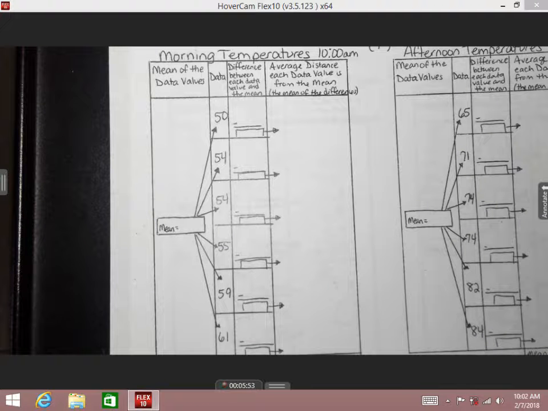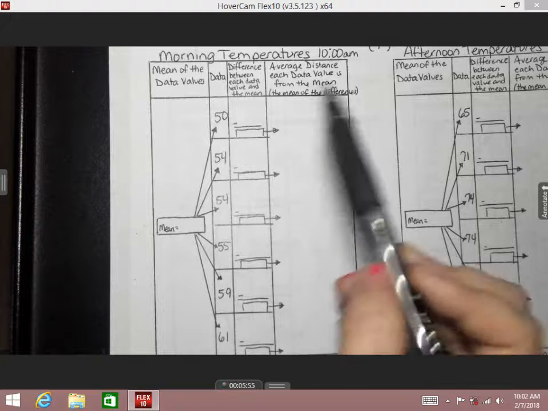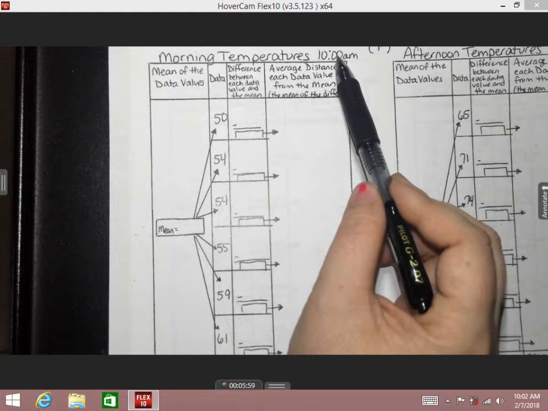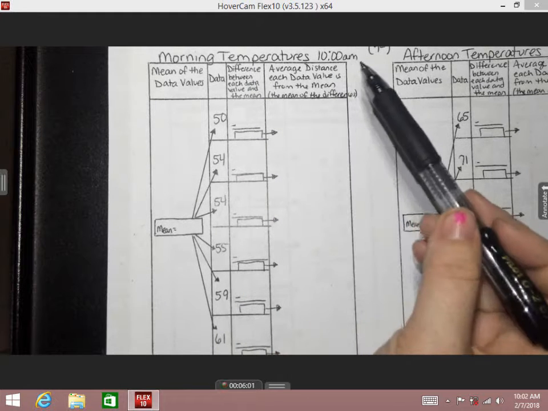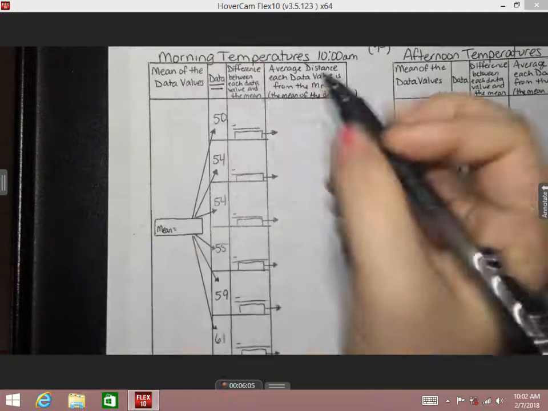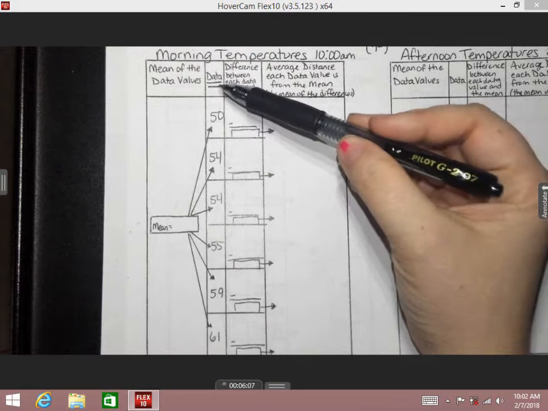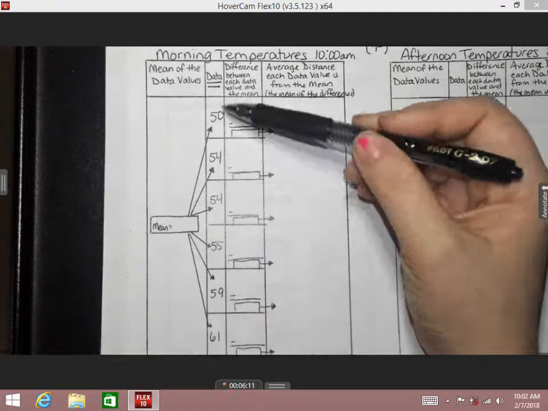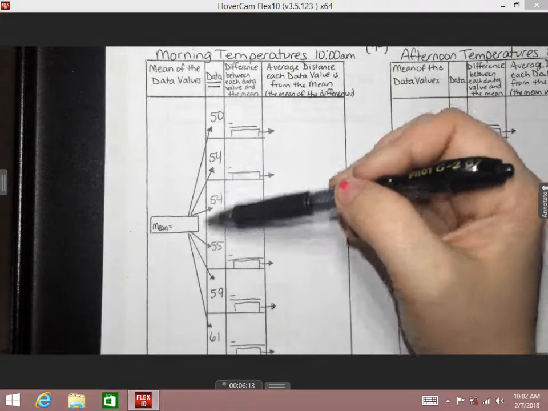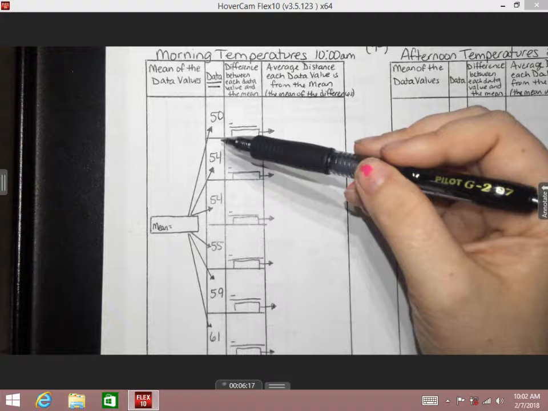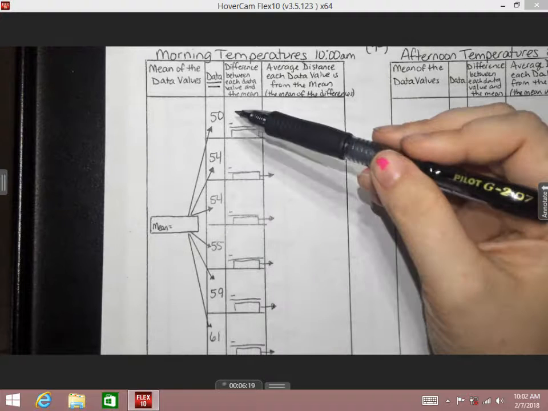Okay? All right. So in the first chart, it's telling us the morning temperatures at 10 a.m. All right, and we want to find the mean absolute deviation. You'll see this column labeled data. Remember, data is the information. These are my numbers. So these are the numbers I'm using. Instead of being listed out like normal, I've already put them in the chart for you.